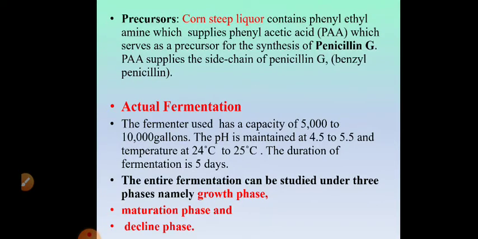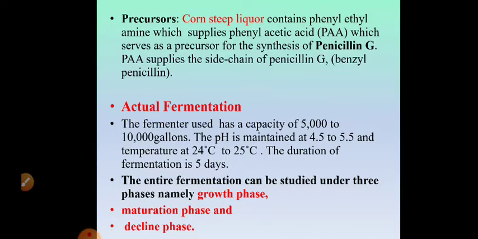Now, precursors. Corn steep liquor contains phenylethylamine, which supplies phenylacetic acid, which serves as a precursor for the synthesis of penicillin G. So when you use corn steep liquor, it contains phenylethylamine, which supplies phenylacetic acid, which serves as a precursor for the synthesis of penicillin G. Phenylacetic acid supplies the side chain of penicillin G, that is benzyl penicillin. So this is about the sporulation medium, inoculum development, and the production medium.